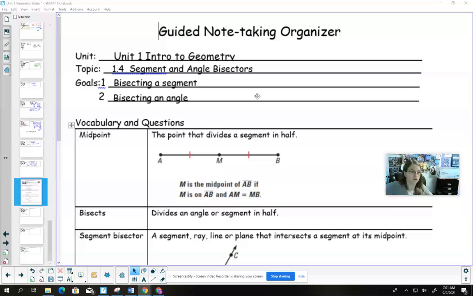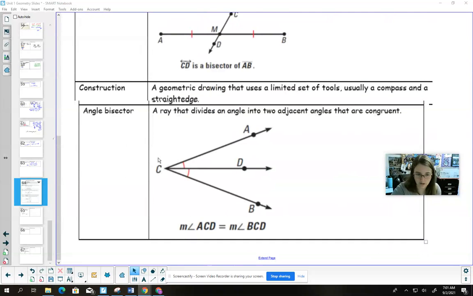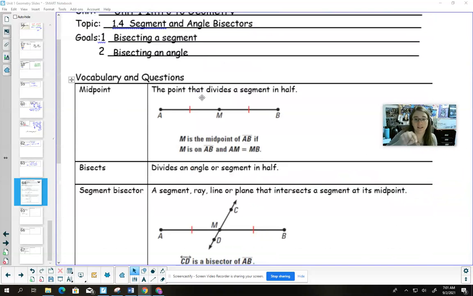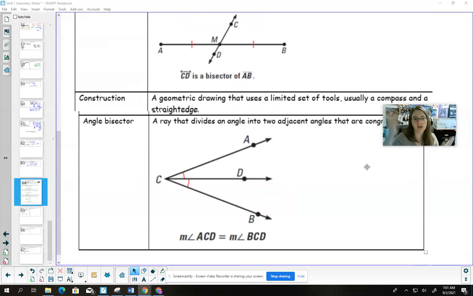Okay, 1.4. So we're going to continue talking about segments and angles. We've been talking about all the different possible things we can do here. You should have already done the scavenger hunt quiz, and we talked about the difference between midpoint, segment bisector, and angle bisector. Basically, it's what it's doing. If it's a midpoint, it's just a point that cuts a segment in half. If it's a segment bisector, it's cutting a segment. If it's an angle bisector, it's cutting an angle.